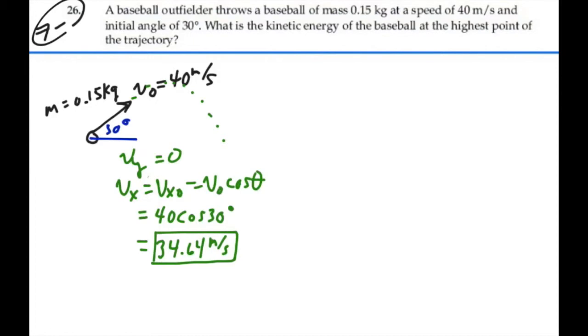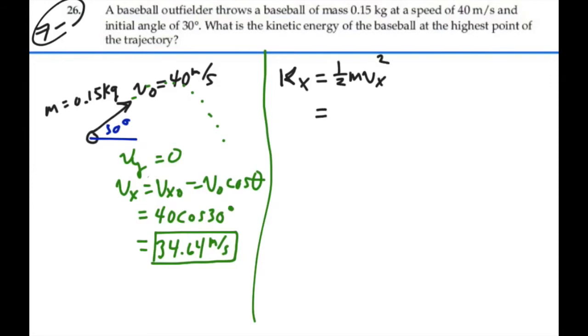So that indeed will be the velocity it has at the maximum height when it has 0 y velocity. Hence, the kinetic energy it has at that moment will be the kinetic energy it has in the x direction, which would be 1/2 the mass times the velocity in the x direction squared, which is constant throughout the whole motion actually, and that's going to be equal to 1/2 times 0.15 kilograms times 34.64 meters per second squared, and that is equal to 90 joules.